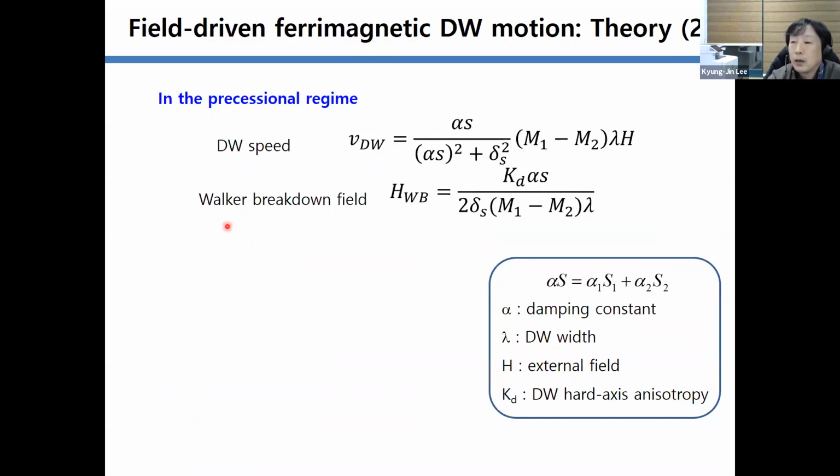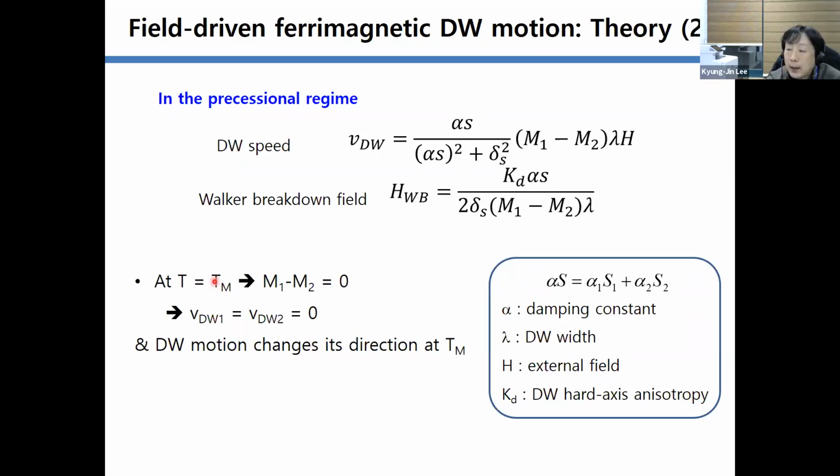So based on this collective coordinate approach, we could obtain the equation for the ferrimagnetic domain wall speed driven by the magnetic field H. Here alpha is damping, M1 minus M2 is the net magnetic moment, S is the sum of the two sublattice angular momenta, and KD is the domain wall anisotropy and so on. The second equation is for the Walker breakdown field. So at Tm, M1 minus M2 is 0, and therefore the domain wall velocity is 0. That is quite reasonable because there is no Zeeman coupling, so there is no field-driven domain wall motion.